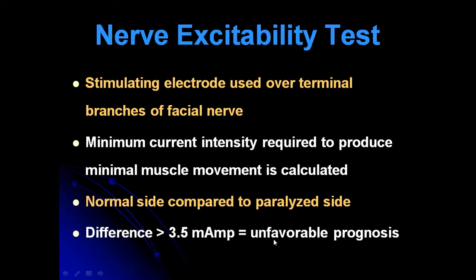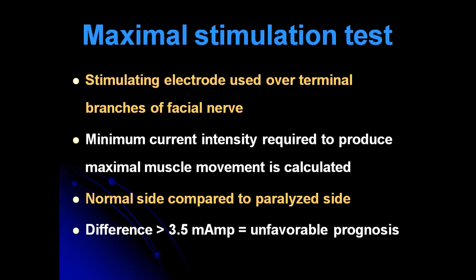it is unfavorable prognosis. Whether it is a conduction block or degeneration, you want to know with all these tests. The minimum current that is required to produce a twitch is calculated. If the current on this side and this side are compared and the difference between these two is 3.5 milliamperes, it is unfavorable prognosis. Remember like that. First one, minimal nerve excitability test. Second one is maximal stimulation test.